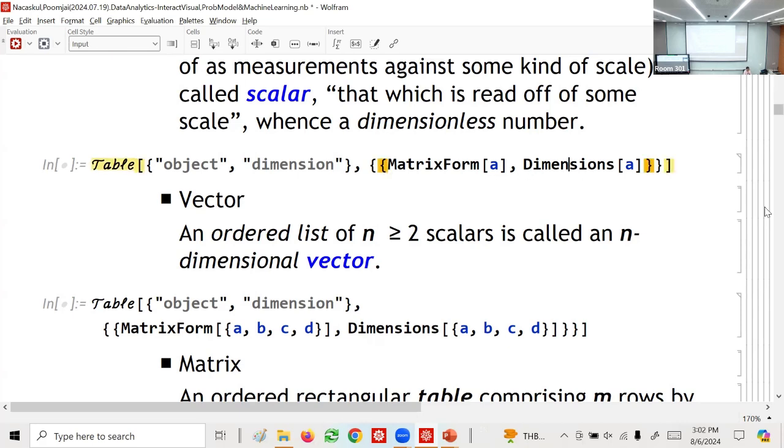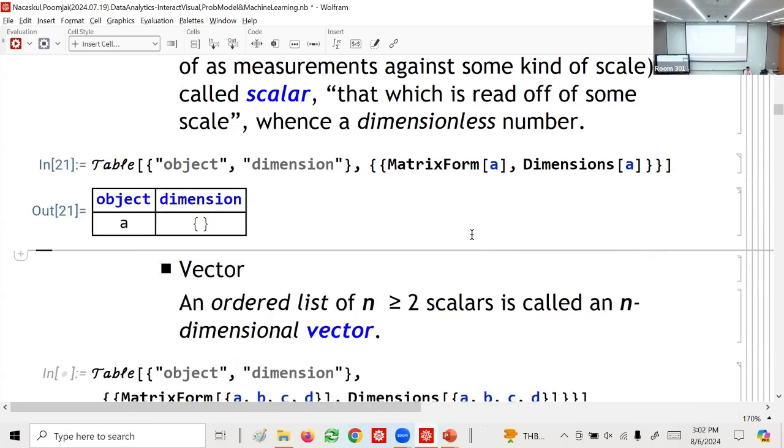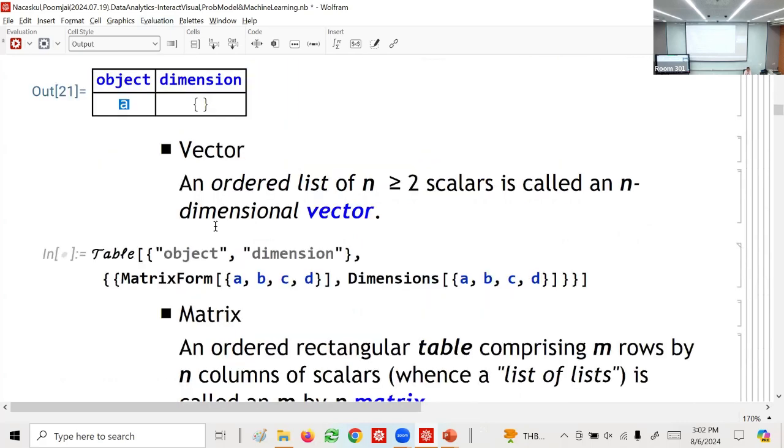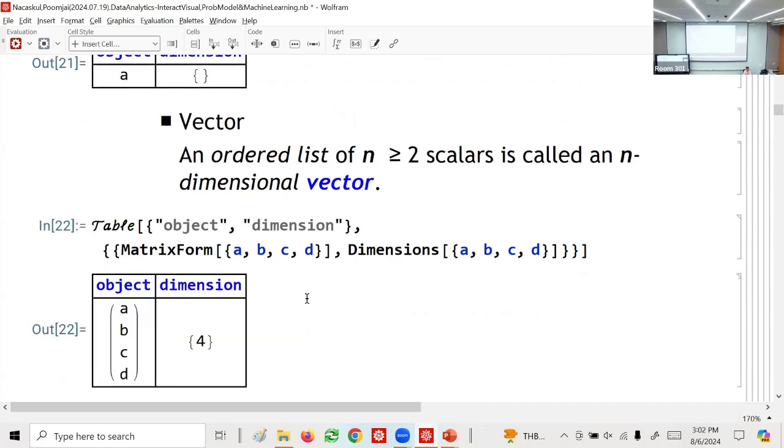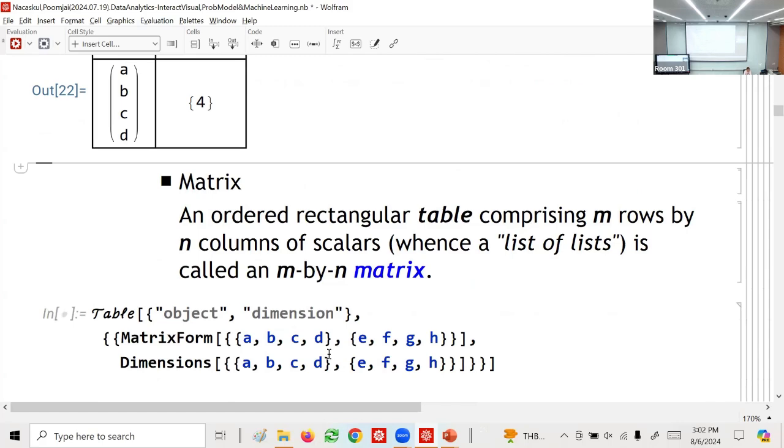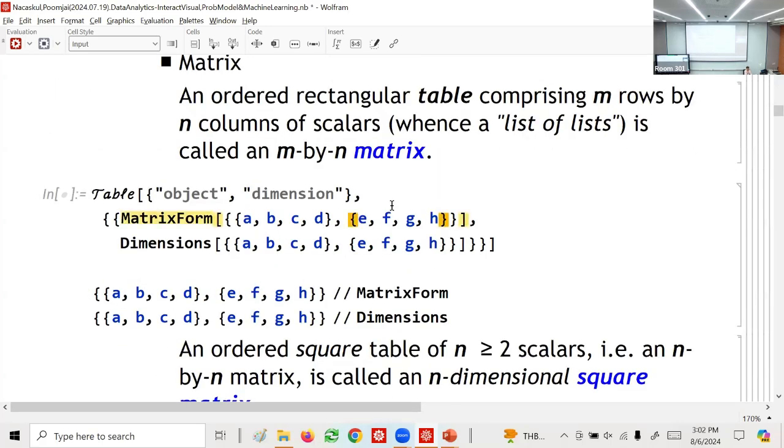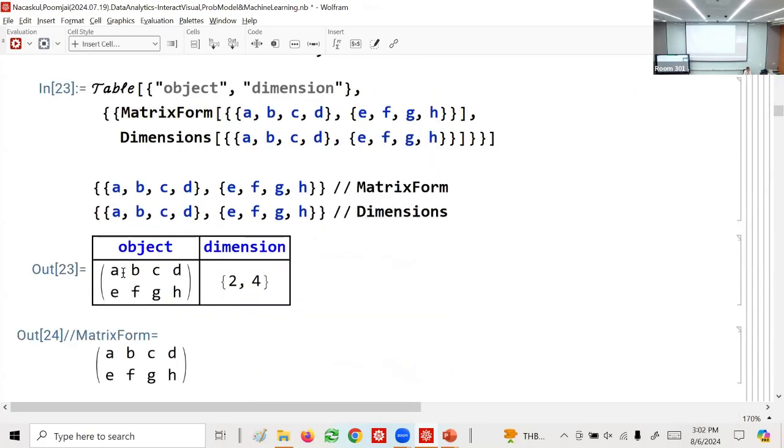So an object is a scalar. It has dimension 0. An object is a vector. It has dimension 4. Now we talk about matrix. This is a matrix. A, B, C, D, E, F, G, H is a matrix because it's a rectangular array of numbers, except I haven't put in real numbers yet.